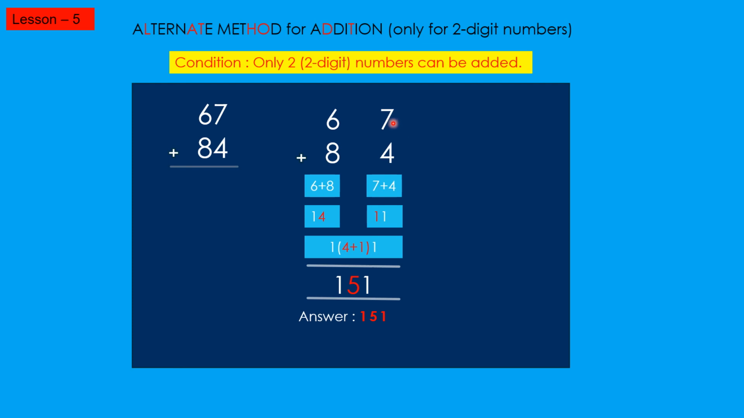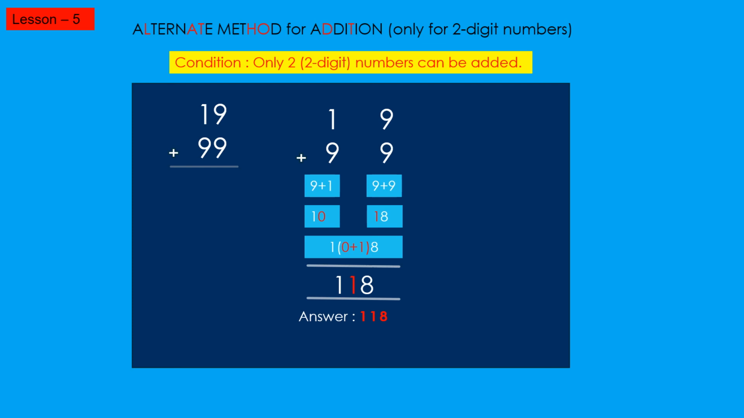Then add 7 plus 4 is 11. 8 plus 6 is 14. Here you add the middle numbers 4 and 1. So from 11 this 1 comes in the answer box. You add 4 plus 1, 5. 5 comes in the answer box and 1 again comes in the answer box. Your answer is 151.